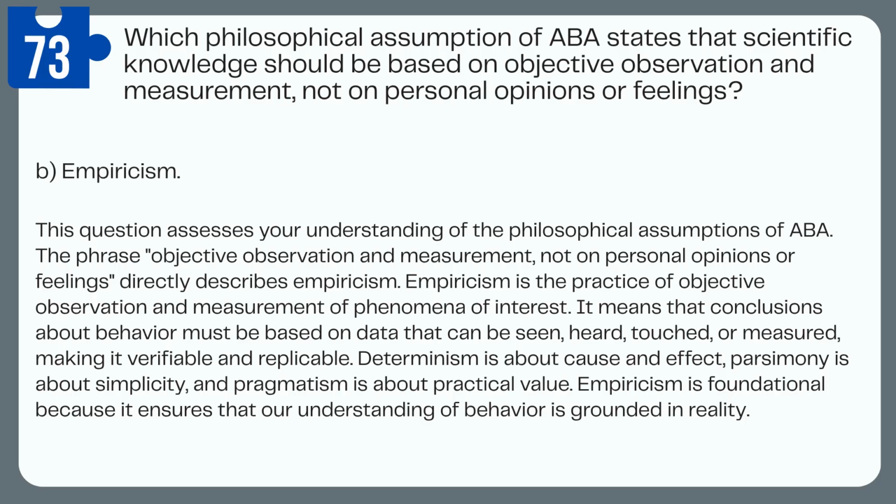Answer: B. Empiricism. This question assesses your understanding of the philosophical assumptions of ABA. The phrase objective observation and measurement, not on personal opinions or feelings, directly describes empiricism. Empiricism is the practice of objective observation and measurement of phenomena of interest. It means that conclusions about behavior must be based on data that can be seen, heard, touched, or measured, making it verifiable and replicable. Determinism is about cause and effect, parsimony is about simplicity, and pragmatism is about practical value. Empiricism is foundational because it ensures that our understanding of behavior is grounded in reality.